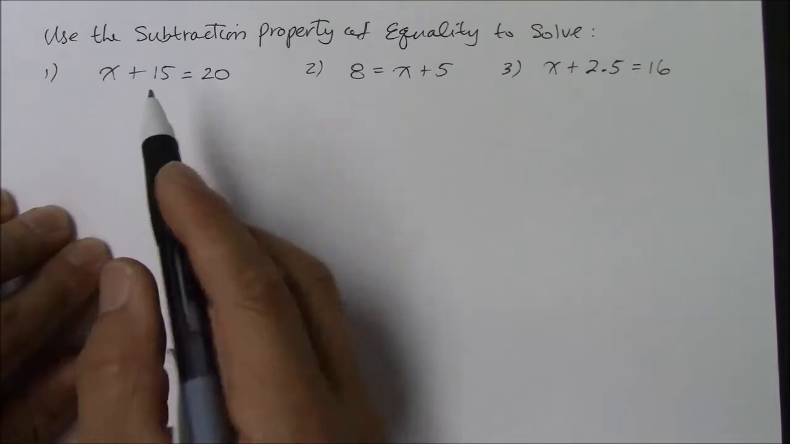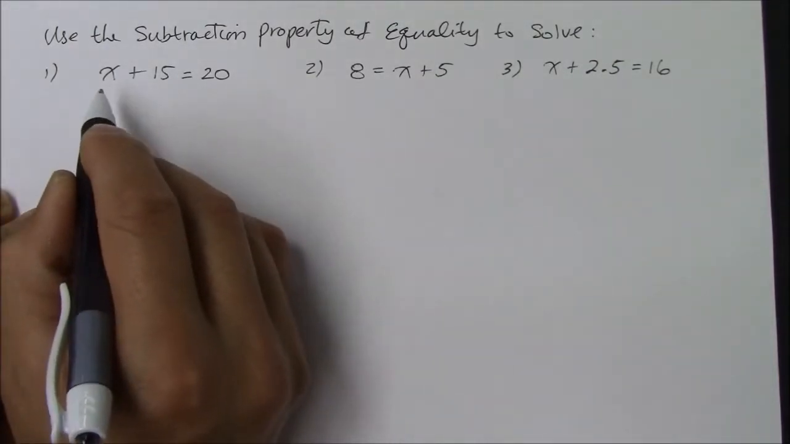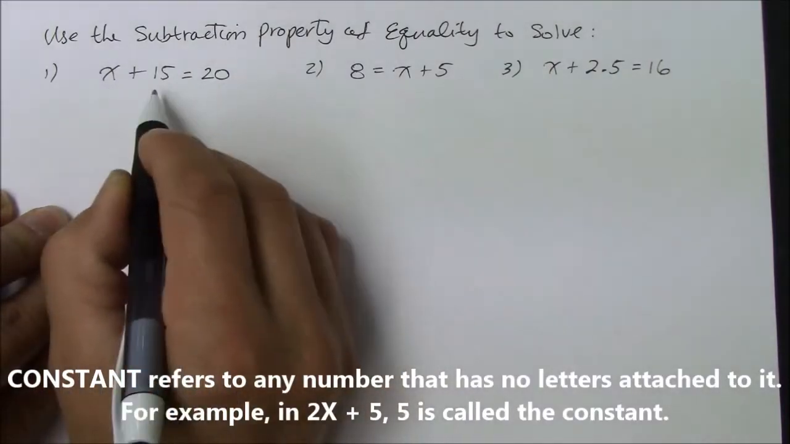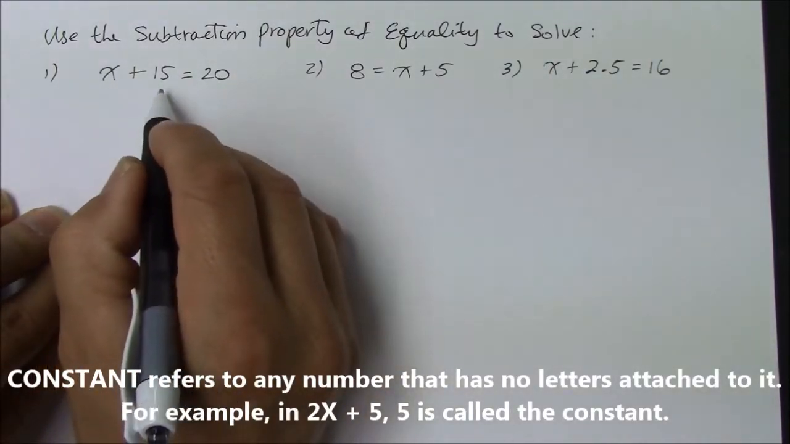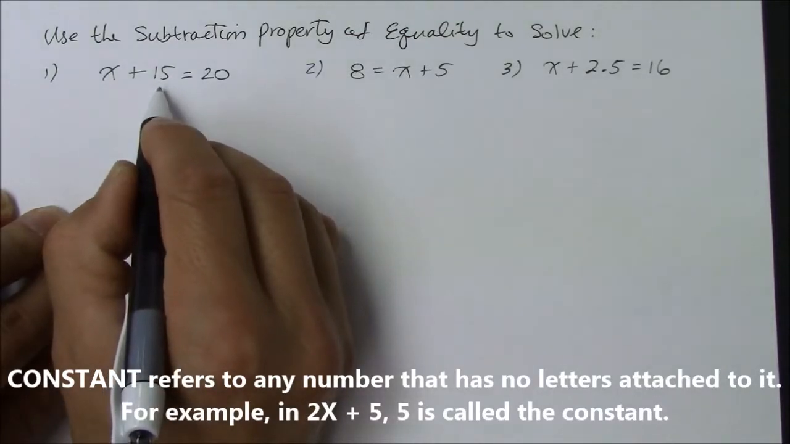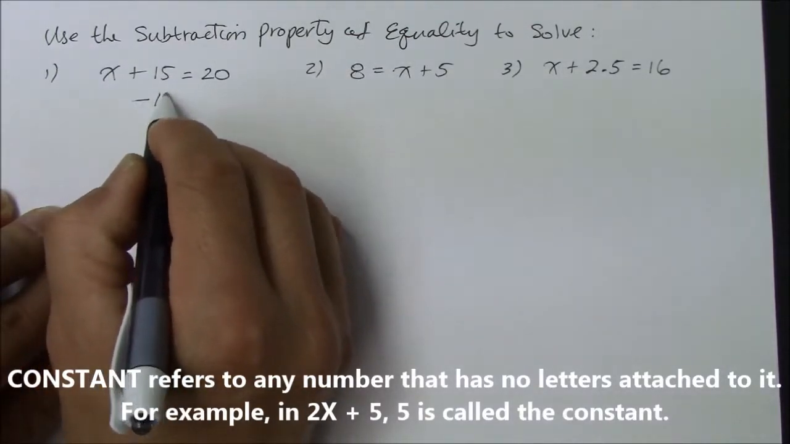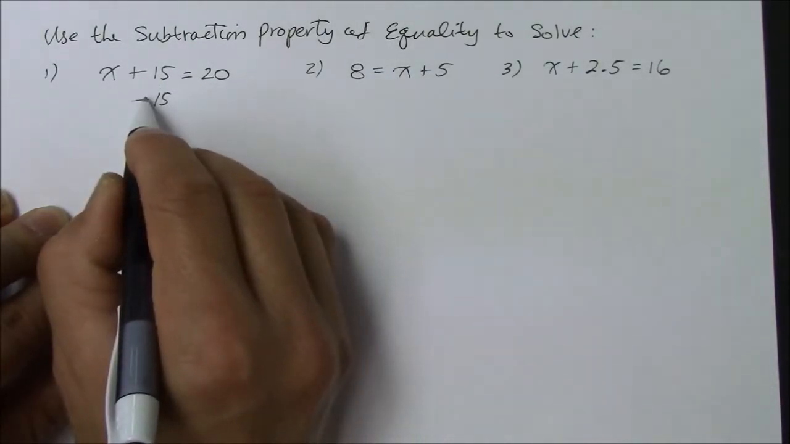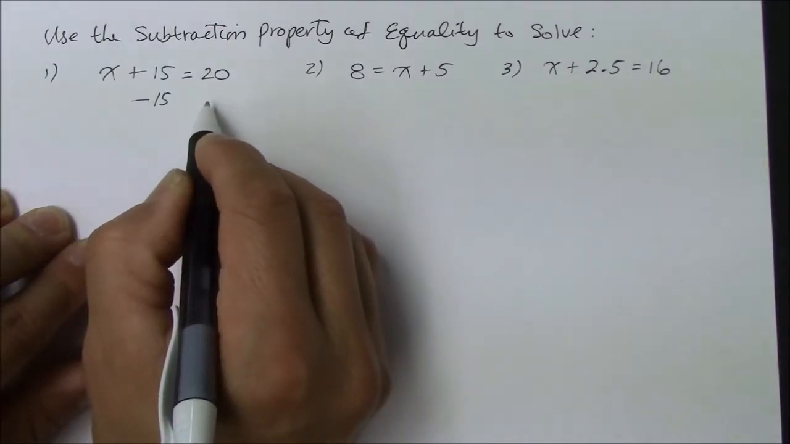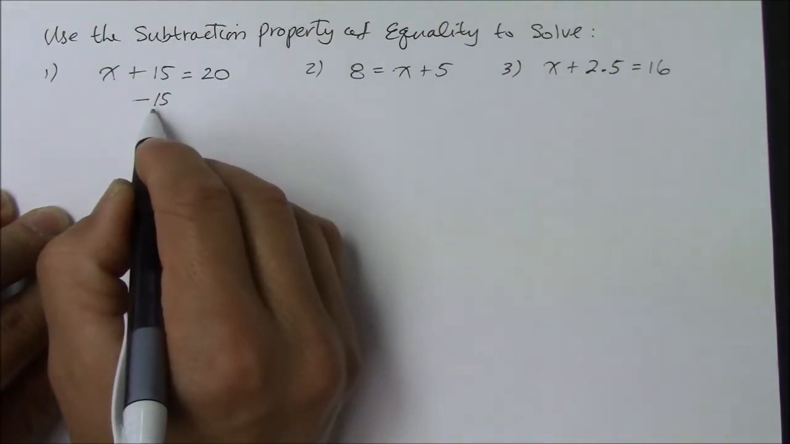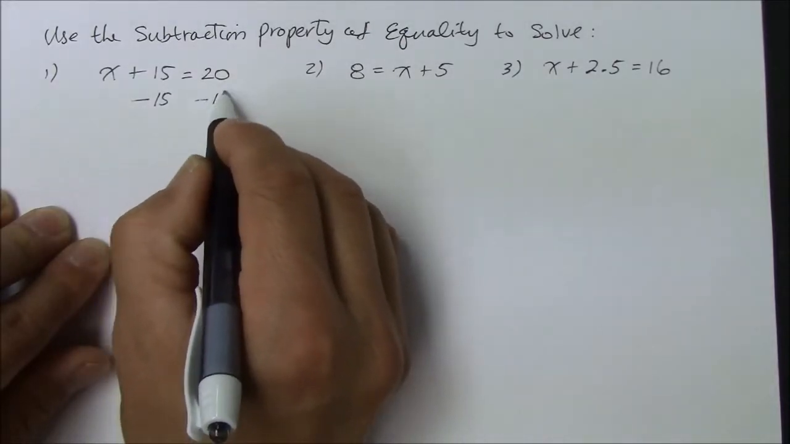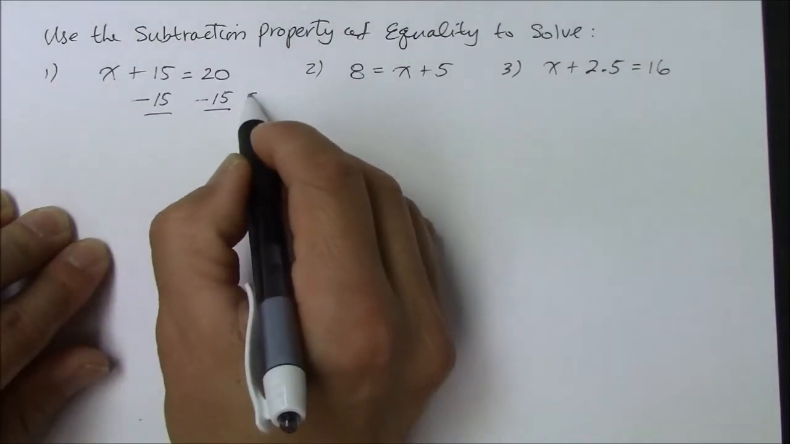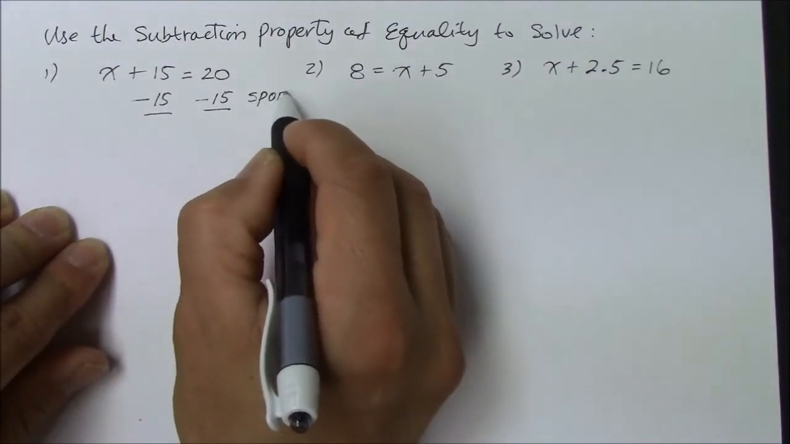Here's how it's done. To solve for the variable, you're going to take that constant away from the x to the other side by doing the opposite. What's the opposite of plus 15? Minus 15. And the rule is, whatever you do to one side of the equation, you have to do to the other side. So since you subtracted 15 on the left side, you have to subtract 15 on the right side. And this is called the subtraction property of equality.